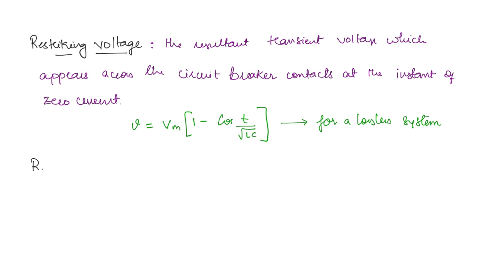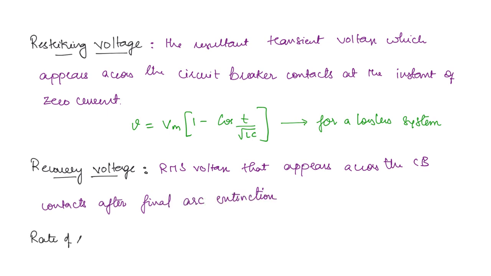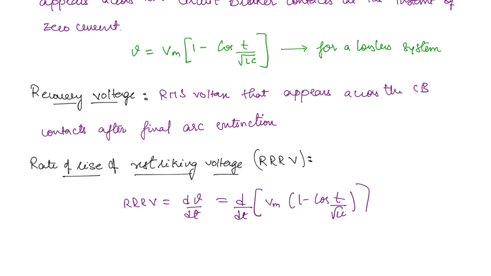The next term is the recovery voltage. This is the RMS voltage that appears across the circuit breaker contacts after the final arc extinction. Next term is the rate of rise of restriking voltage. This is abbreviated as RRRV. So this is nothing but the differentiation of the restriking voltage. RRRV is equal to dV by dt. So this is d by dt of Vm into 1 minus cos t by root LC. Okay, so the final expression you are going to get is Vm by root LC sin t by root LC.